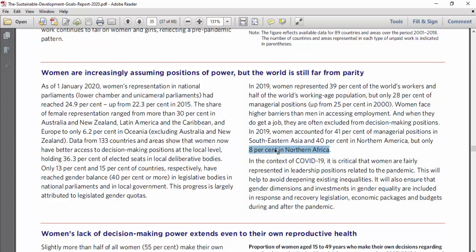Okay. So it is critical that women are fairly represented in leadership positions related to the pandemic. This will help to avoid deepening existing inequalities. Yes, exactly. That's why they need to be there.